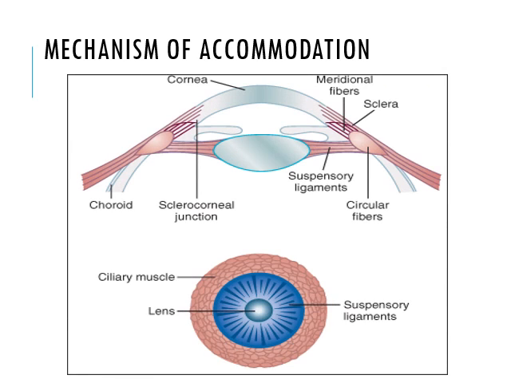Now, how does this accommodation occur? It is because of the suspensory ligaments that are surrounding your lens. There are more than 70 of them, controlling the tension and the shape of the lens. And then you have the ciliary muscle adjoining it, and this ciliary muscle has two types of fibers, the meridional fibers and the circular fibers.